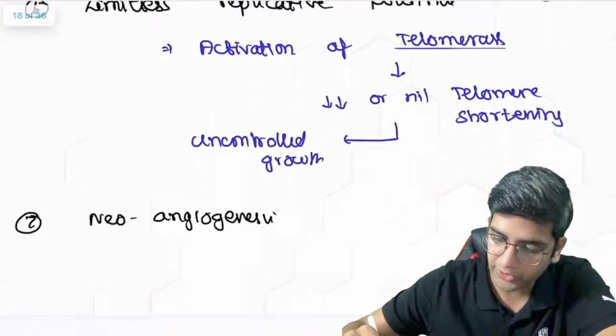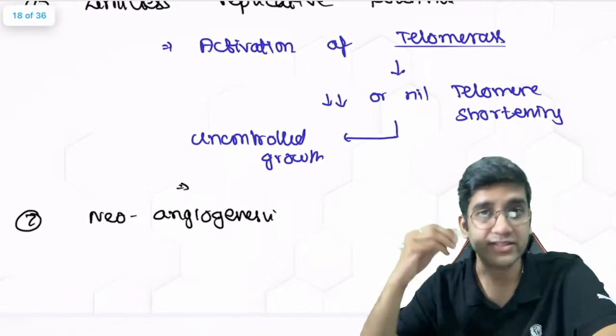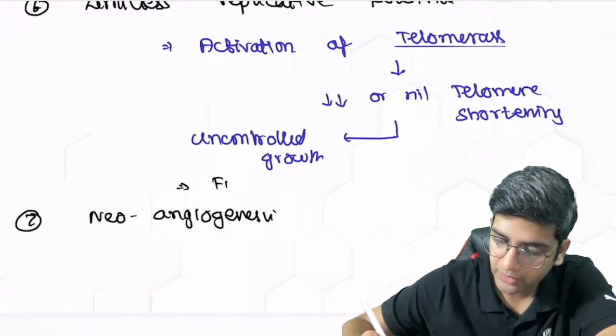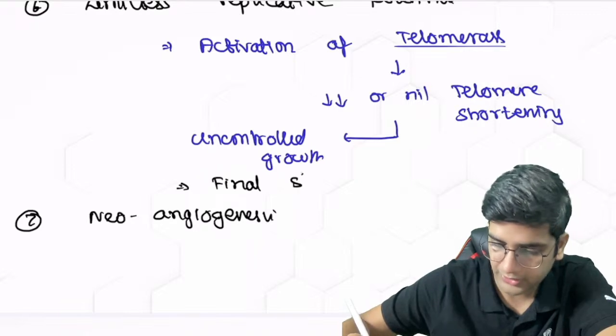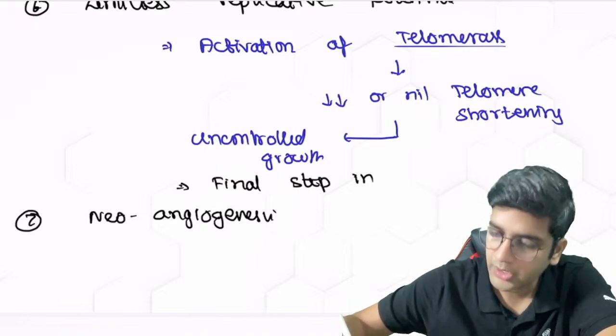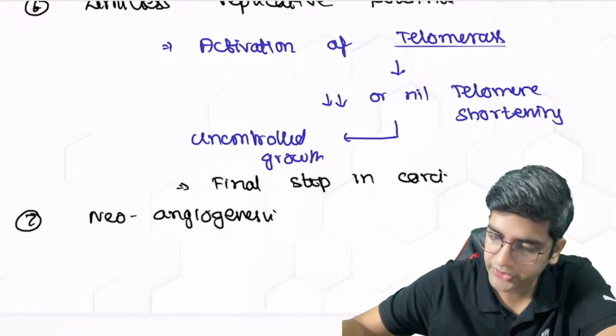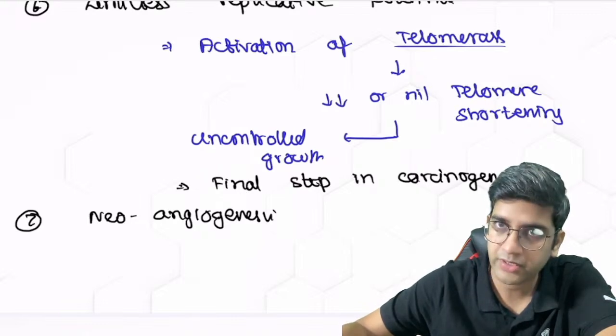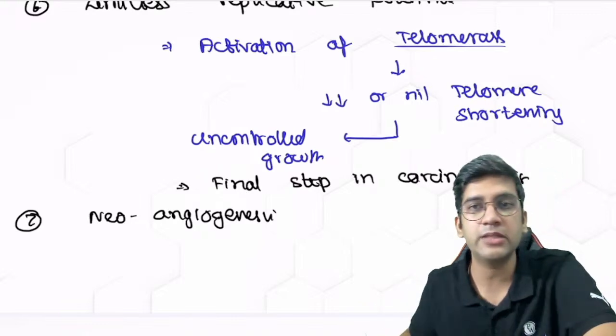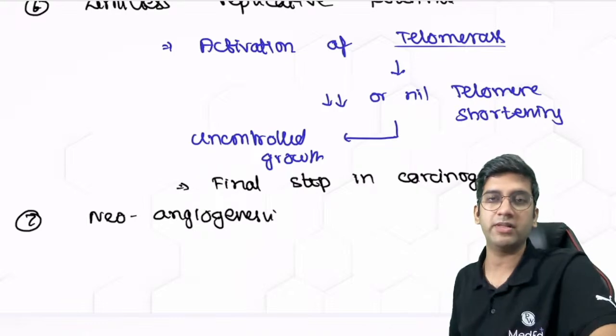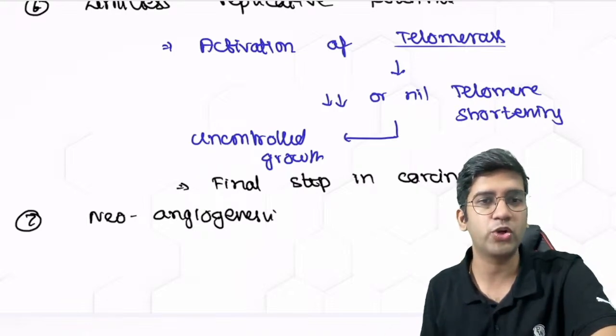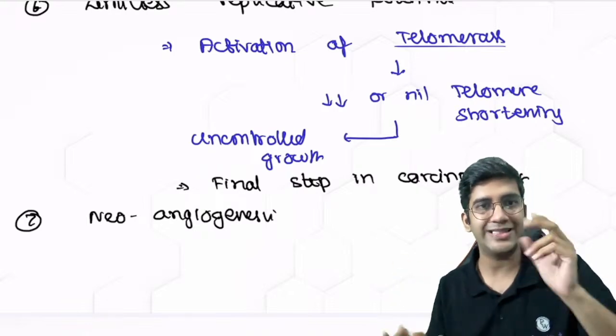Just add on one more point here. Telomerase expression is generally a final step in carcinogenesis. In most carcinogenesis, this telomerase expression is a final step, right? It's not an early step, it's a final step in carcinogenesis. Do remember that as well, right? That's something which I want you to remember. So we know about the 6th hallmark.